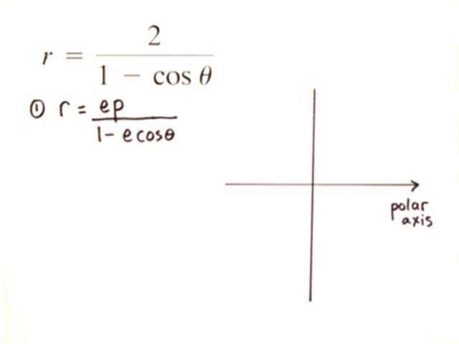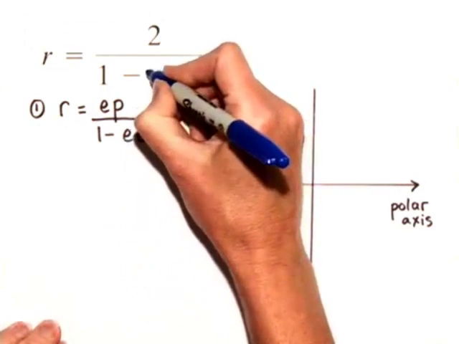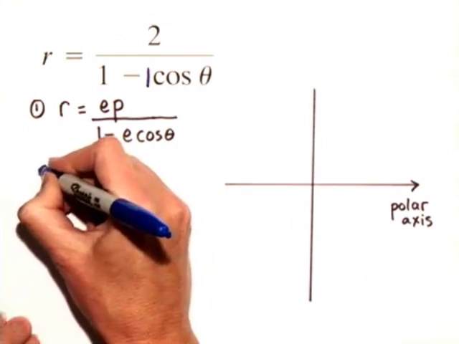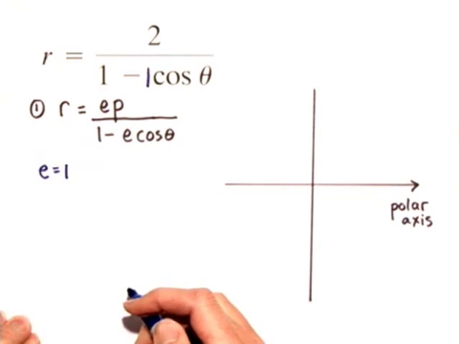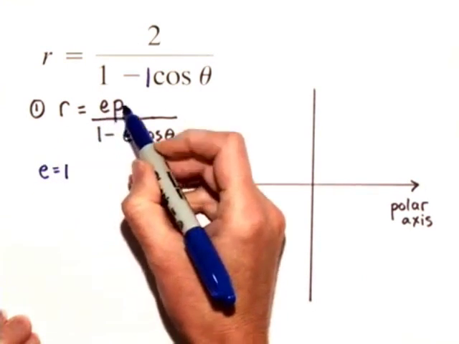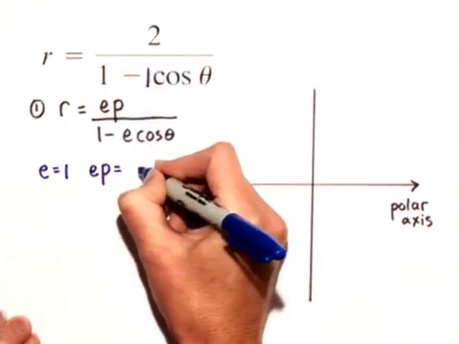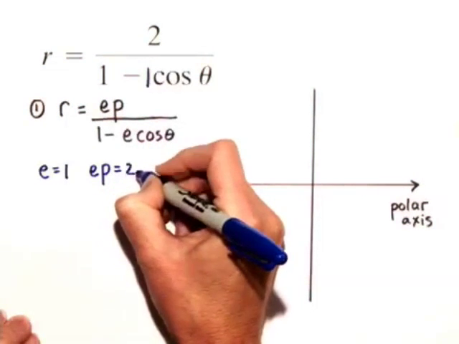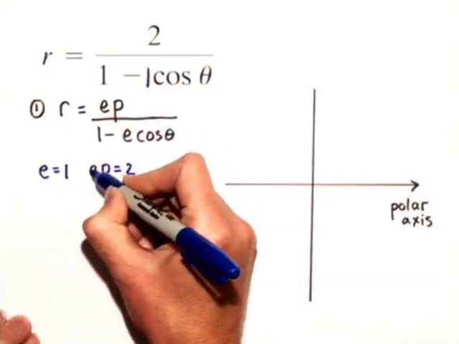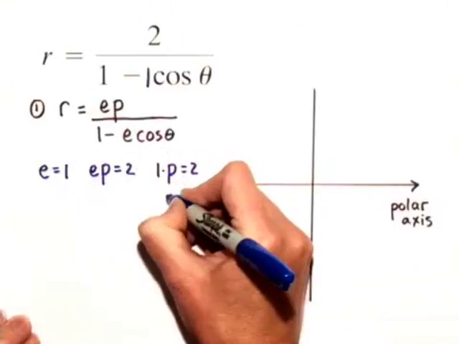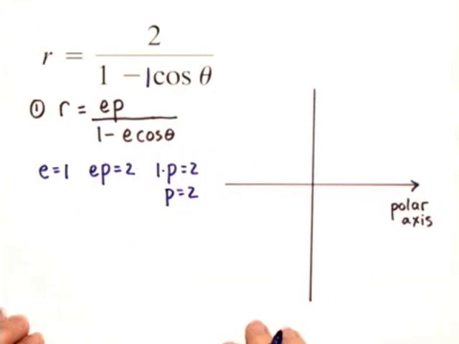So now we can see that our e is the number in front of cosine of theta. So in this case, our e is equal to 1. We can also see that ep is the constant in the numerator. So ep in this case is equal to 2. So therefore, if we substitute 1 in for e, we'll get 1 times p is equal to 2, or simply that p is equal to 2. So we have e equal to 1 and p equal to 2.